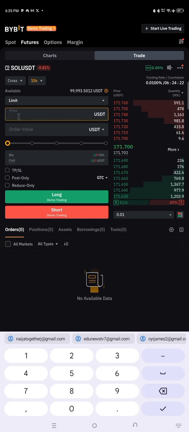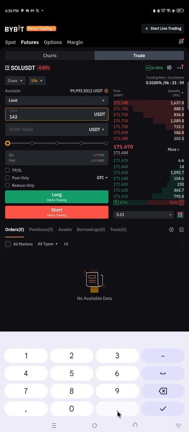So now I want to long the market. That means I want to buy, and I don't want to buy at this current price. That's where the limit order gives me access to set the price I want to enter the market. I want to wait for the market to come down to 142.200. Then I don't want to use the 99,000 that I have here.